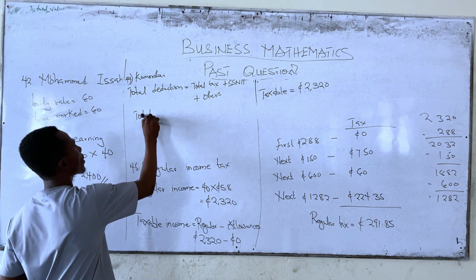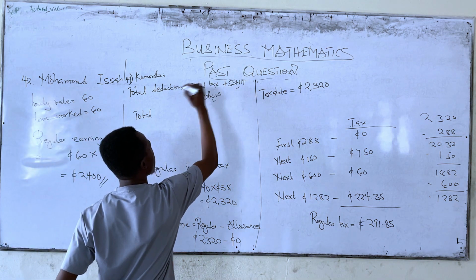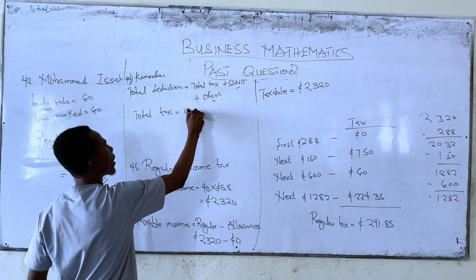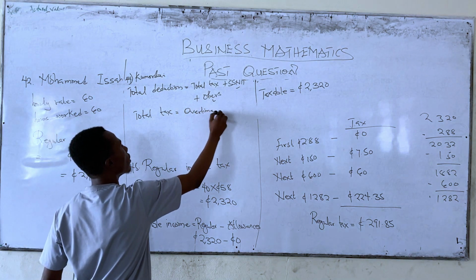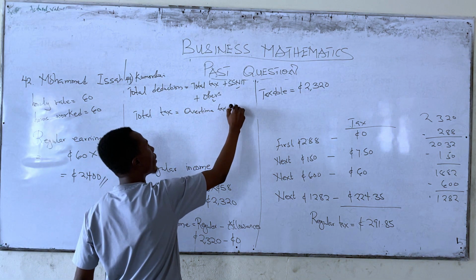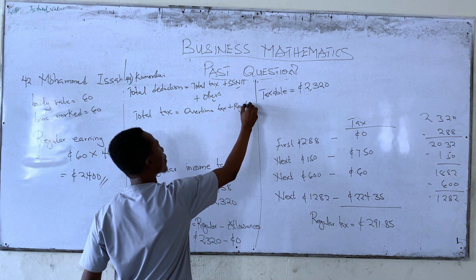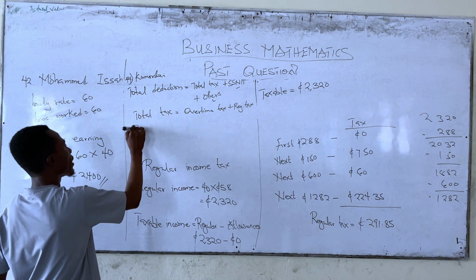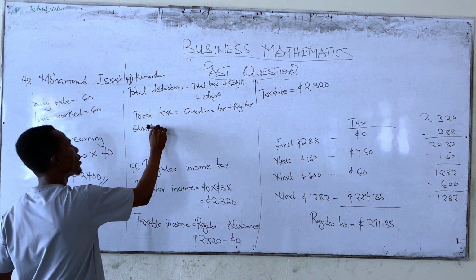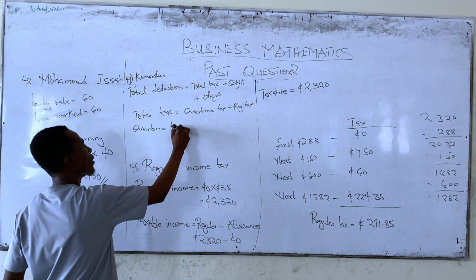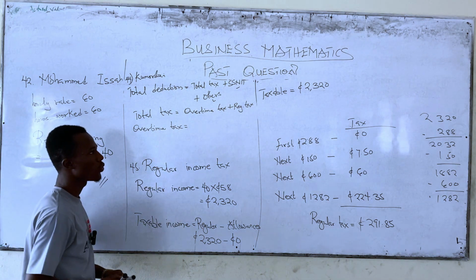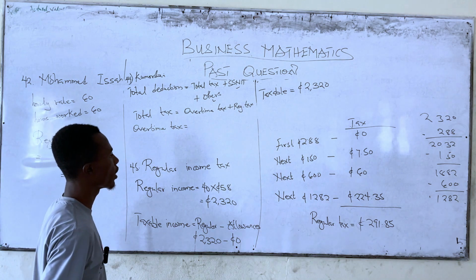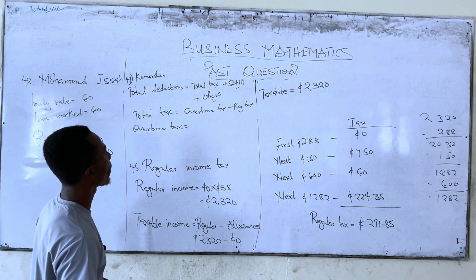So the total tax is equal to the overtime tax plus the regular tax. I hope you get it. We have gotten the regular tax, so we need the overtime tax for him. So we say overtime tax is equal to, now how do we calculate the overtime tax? The overtime income times 10%. Okay, so now what is the overtime income?